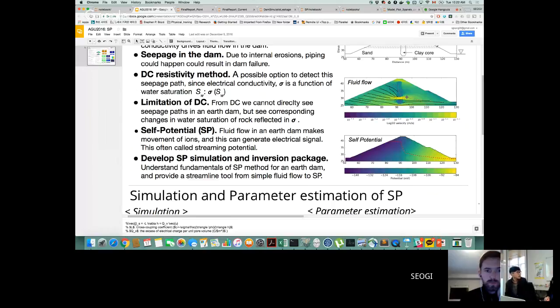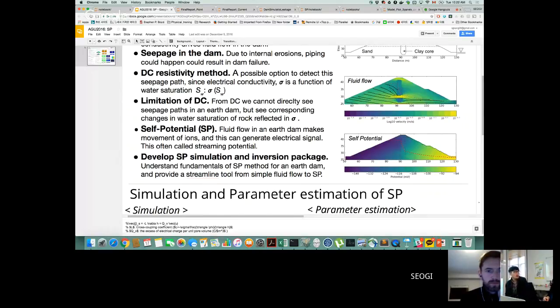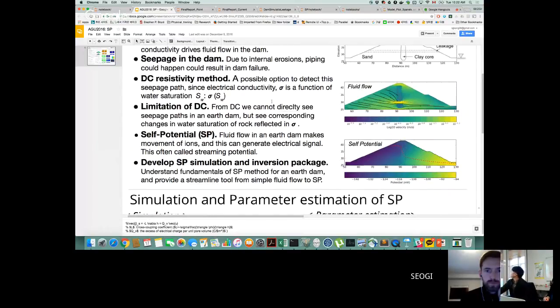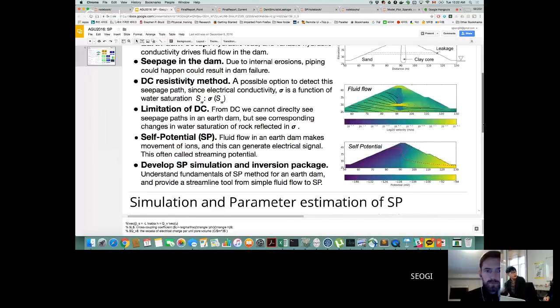So what's the alternative? SP could be an alternative, because it's a more direct method. If there's a flow, that flow is the source of the SP signal. So it's a little bit different from DC: you don't have any controlled source. You put the same electrode arrays, but this water flow generates an electrical signal because it moves the ions, and you can measure it on the surface.